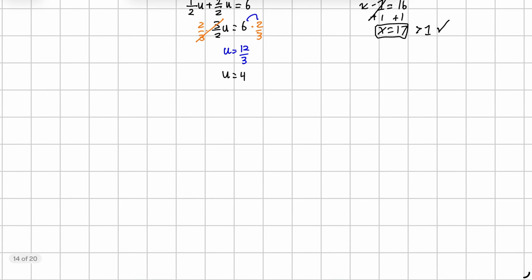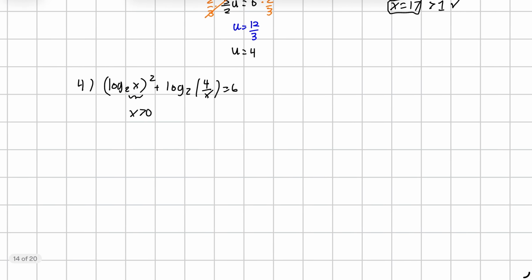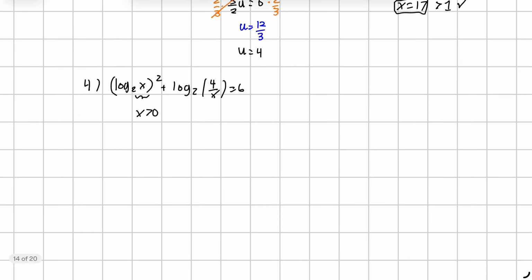Now, let's do another example. Let's say we have log base 2 of x squared plus log base 2 of 4 over x is equal to 6. For our domain, we can see here we have x, so x must be greater than 0. Now, how about we expand this second log?